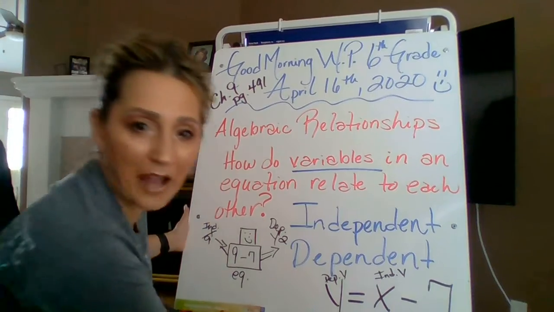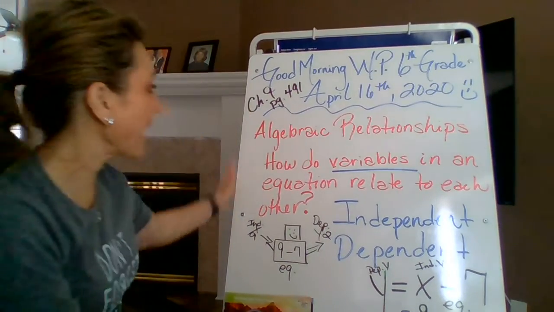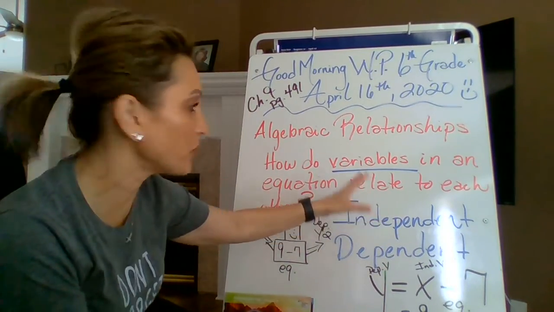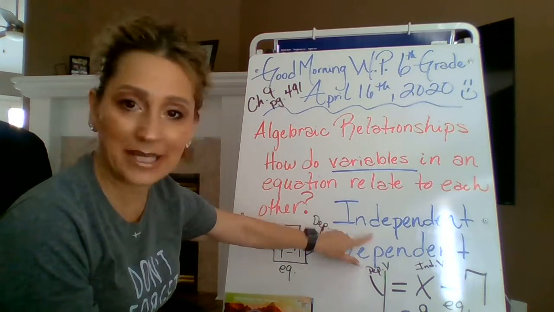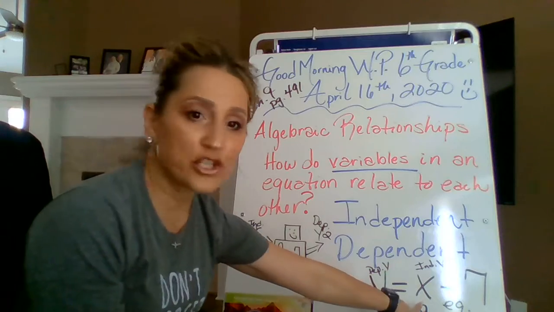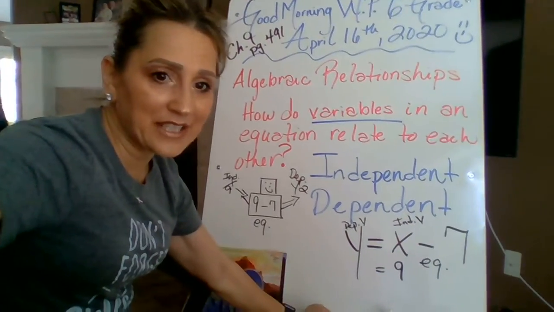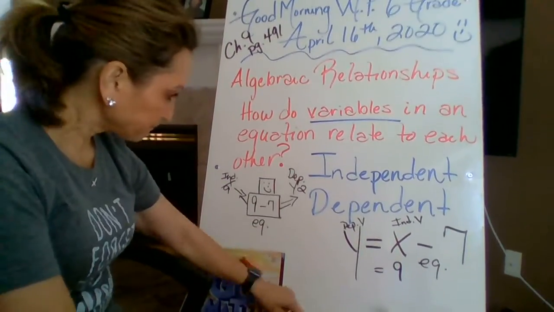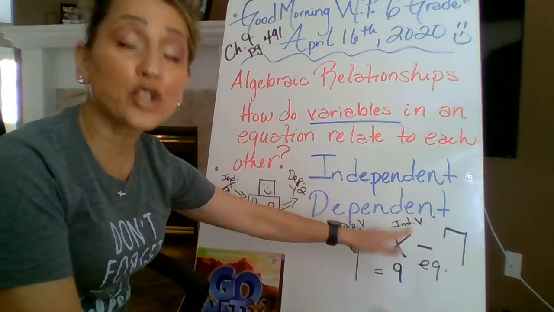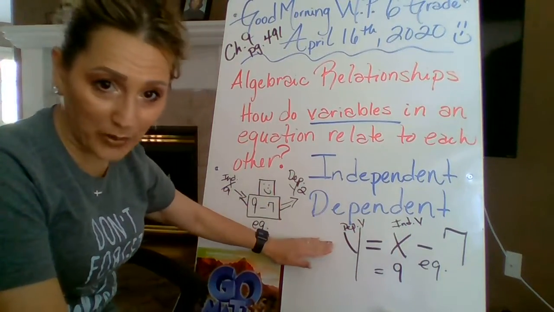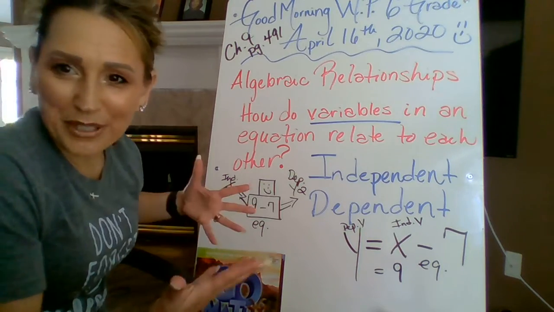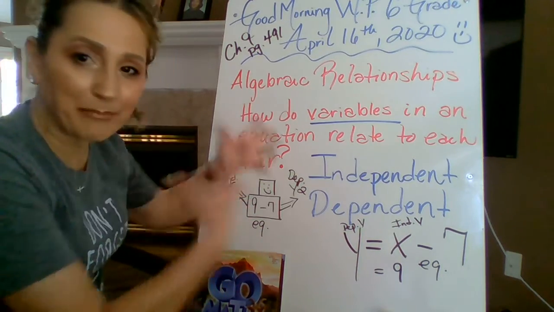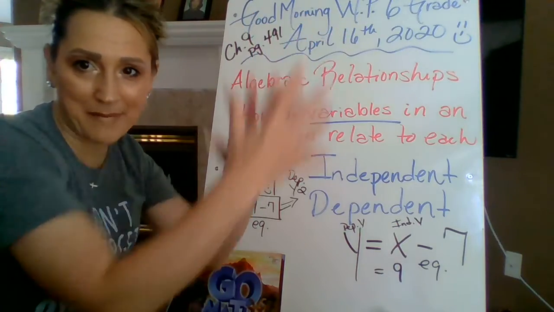We're going to start talking about algebraic relationships. How do variables in an equation relate to each other? We're going to start learning about 2 of them, known as independent, dependent. 2 variables, in this case an X and a Y. How do we know that one is independent? How do we know one is dependent? By looking at what Mrs. P loves to call the input-output man. Something comes in, something has to come out.